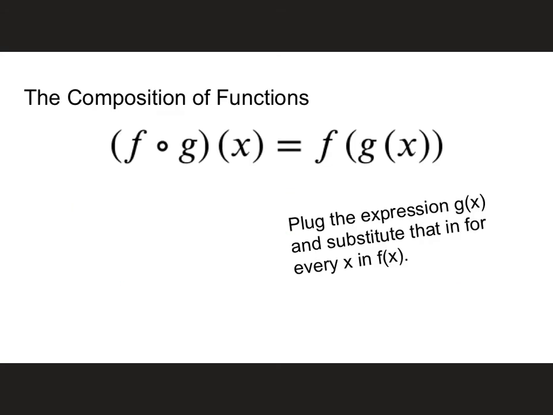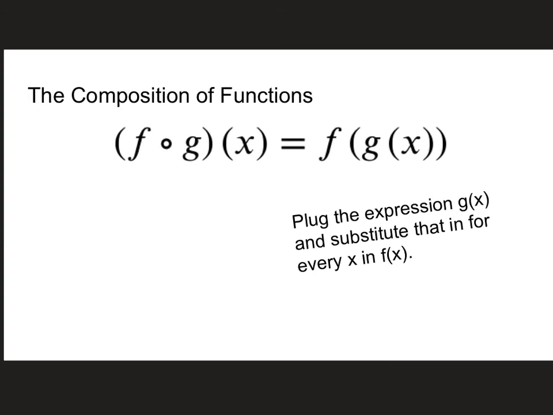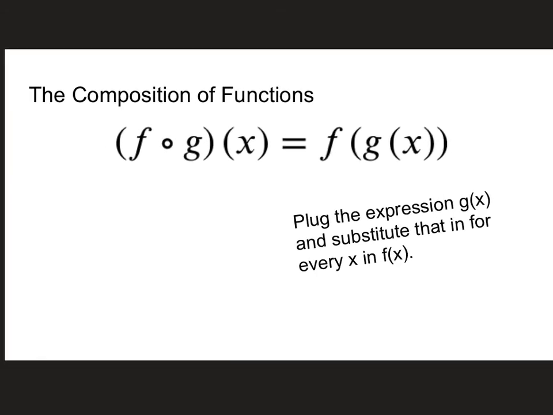There is one more operation that you can do on functions called the composition of functions. Composition of functions is when we take one function and plug it into the other. So the notation looks a little bit like this. It's f circle g of x. That is a little circle, not the letter O. So f of g of x, that's what this means, and that's the same as writing it like this.